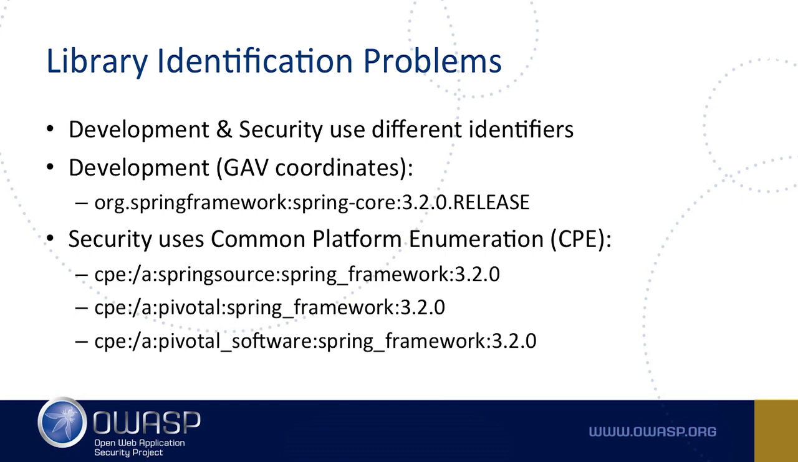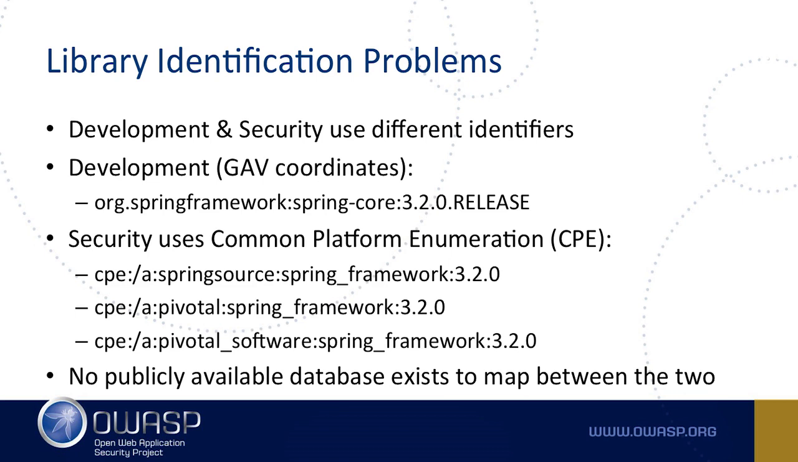There's a big issue with the Sun and Oracle libraries because when Oracle bought Sun, so pretty much any acquisition of a large, highly used library is going to cause problems like this because, as I said, security wants to point fingers. And there's no public database that links between these identifiers.